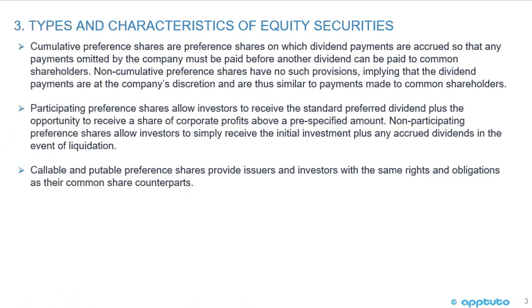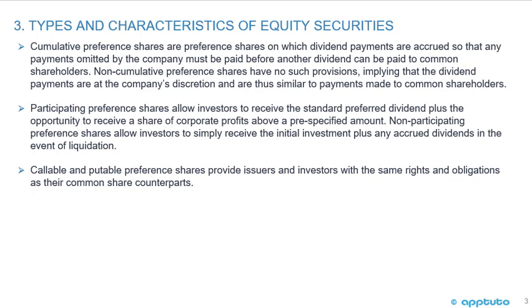So continuing with types and characteristics of equity securities. So as we said, cumulative preference shares are preference shares on which dividend payments are accrued, so that any payments omitted by the company must be paid before another dividend can be paid to common shareholders. Non-cumulative preference shares have no such provision, implying that the dividend payments are at the company's discretion and are thus similar to payments made to common shareholders.